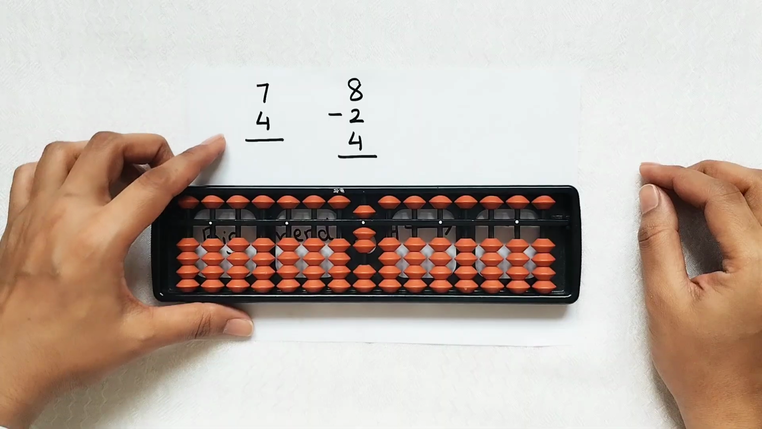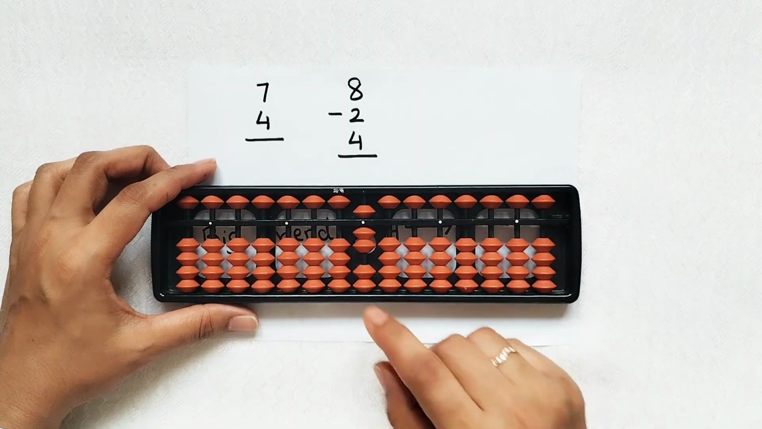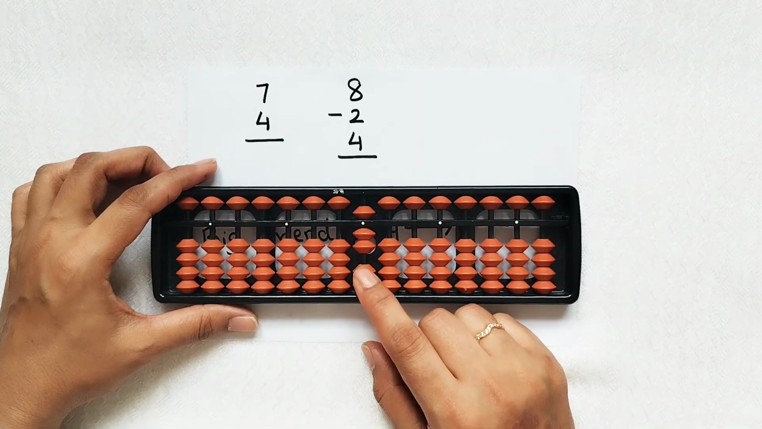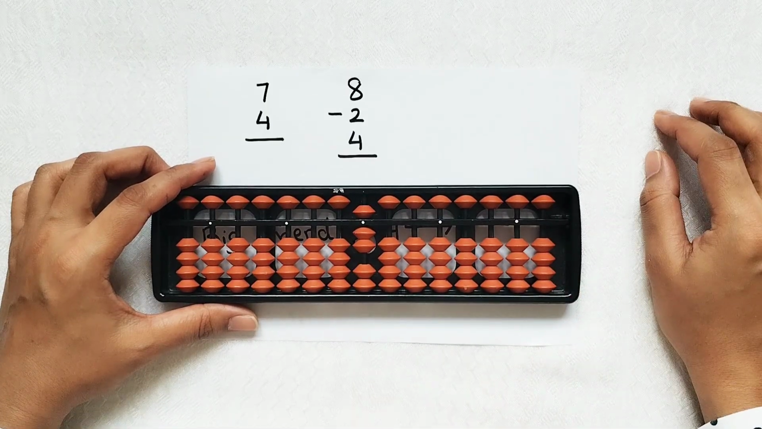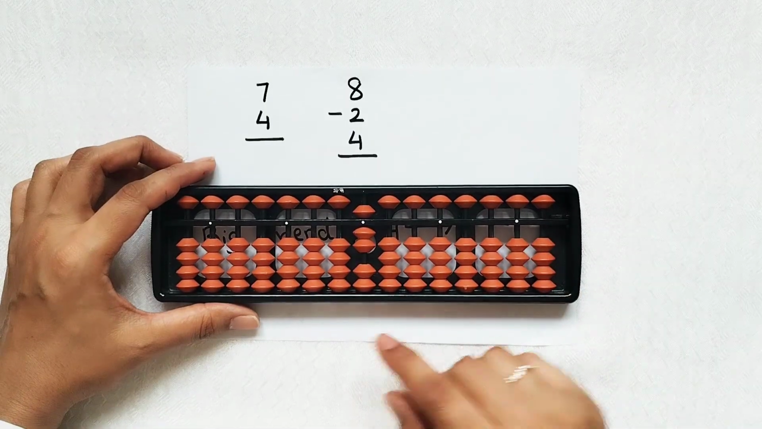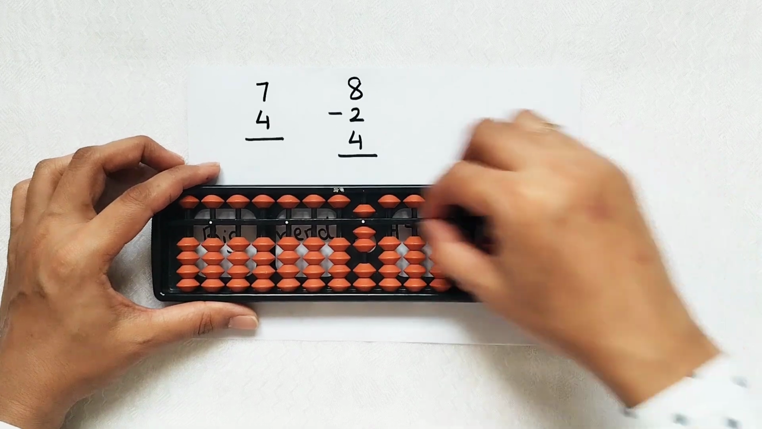7 plus 4. Now can I do plus 4 directly? No, I only have 2 lower beads. I cannot do plus 4. So this I cannot do it directly.